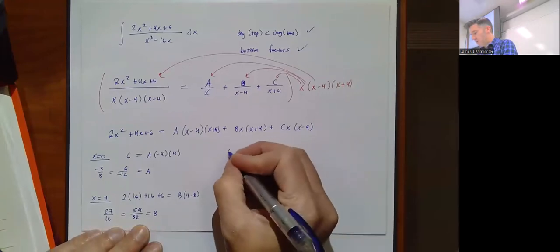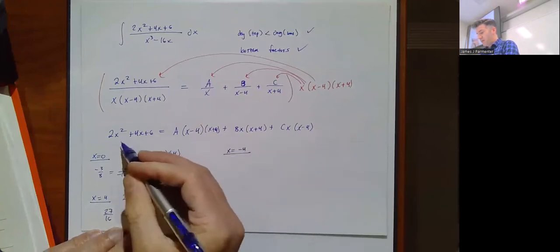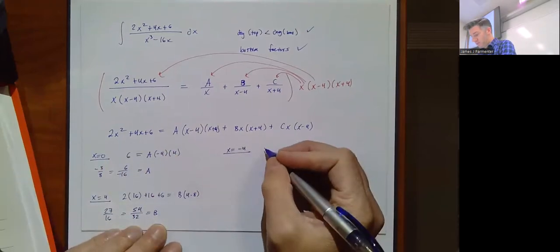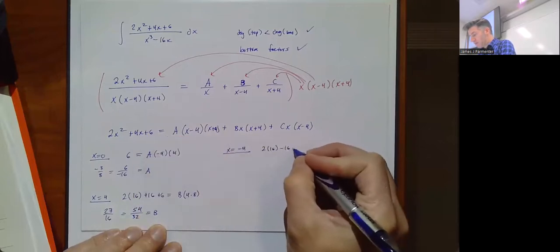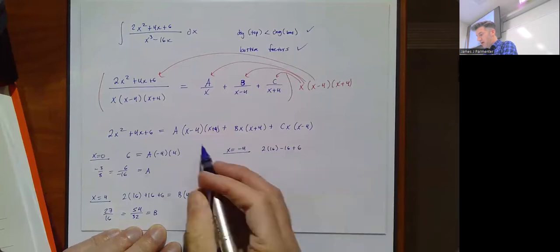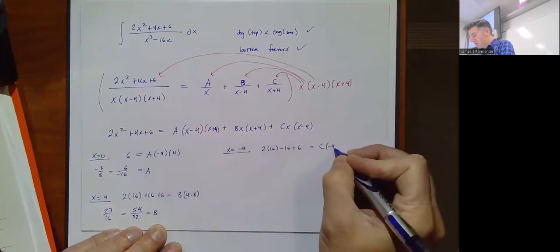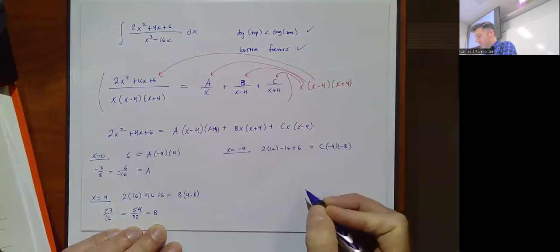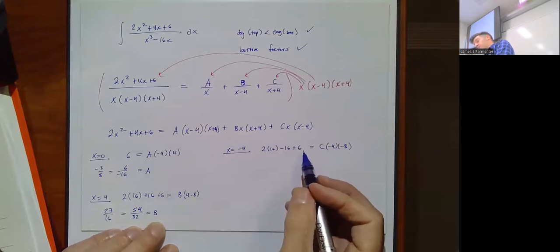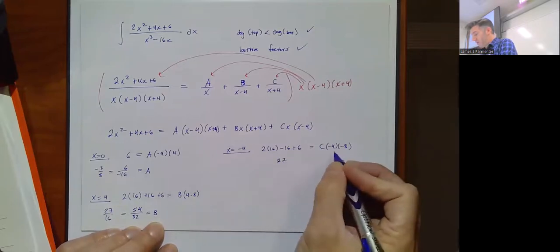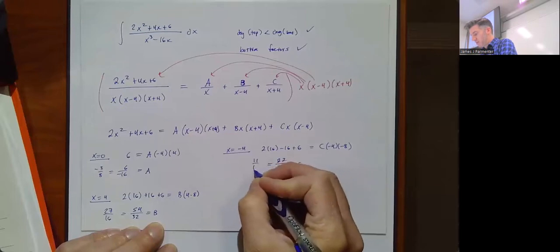And then finally plugging in x equal to negative 4. On the left-hand side, I'm still going to get 2 times 16, and that's going to be minus 16 plus 6. And on the right-hand side, 0, 0, and then c times negative 4 times negative 8. So here I've got 32 minus 16 is 16 plus 6 is 22 divided by 32 is equal to c. So c is 11 over 16.